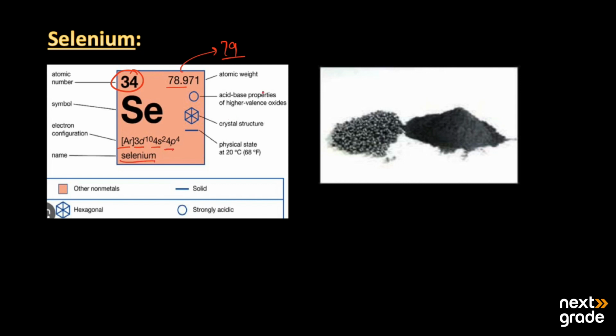The name is selenium. If we talk about its acid-base properties, this circle shows that it is strongly acidic in nature. This solid line shows that its physical state is solid at 20 degrees Celsius, and its crystal structure is hexagonal, and this color shows that it is a non-metal. And this is the simple dark black color of selenium in this picture.